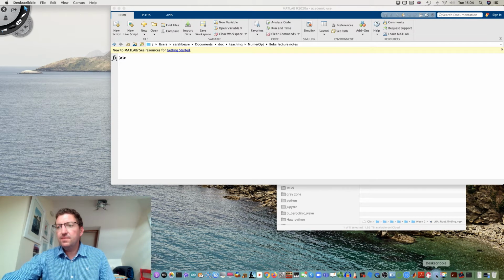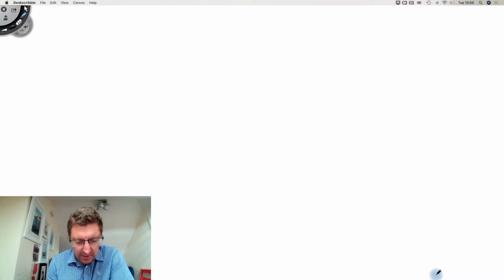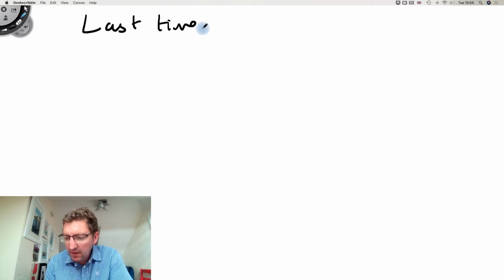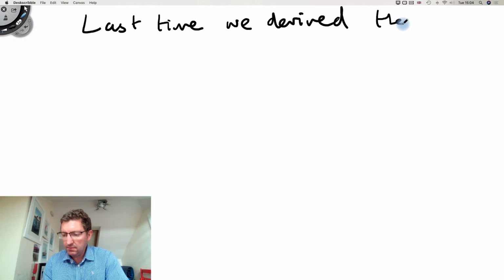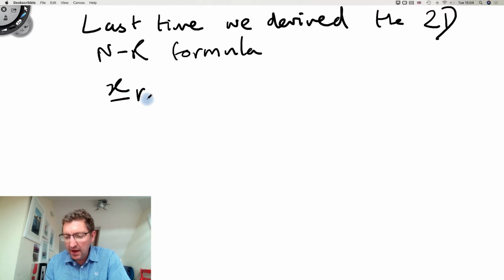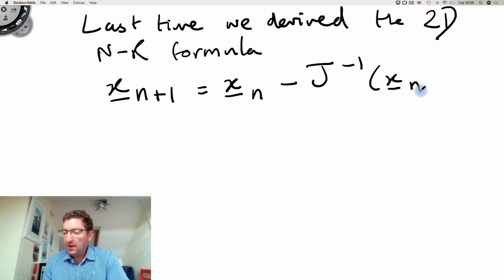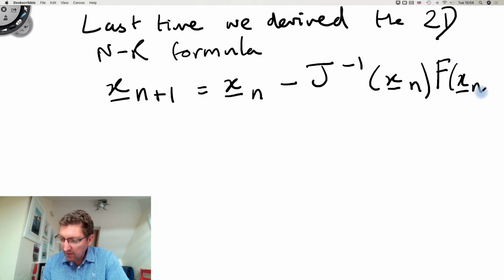Okay, let's work through this worked example. I'm going to start off on the board. Last time we derived the 2D NR formula, which was that x vector n plus 1 equals x vector at n minus the J inverse at x of n times the big function F of x, and remember this big function F contains our two functions f and g.